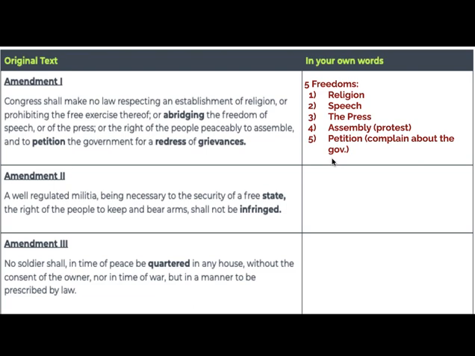Okay, the Second Amendment. You know this one. It's the right to bear arms, or guns, quite literally.